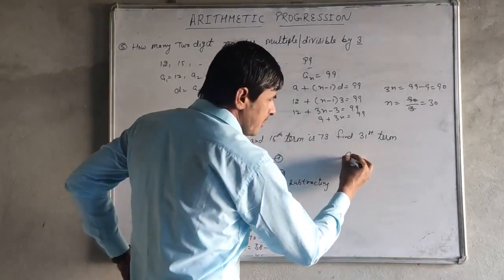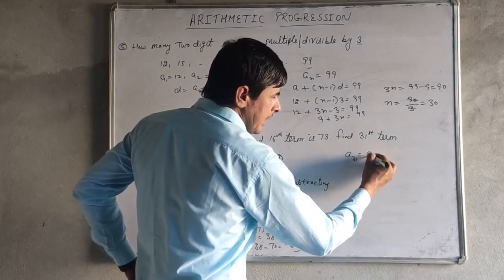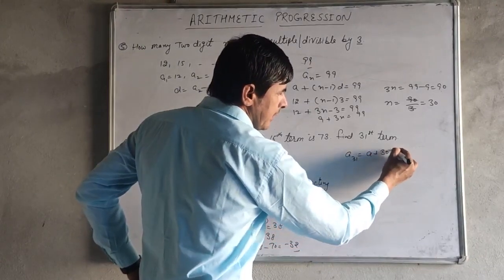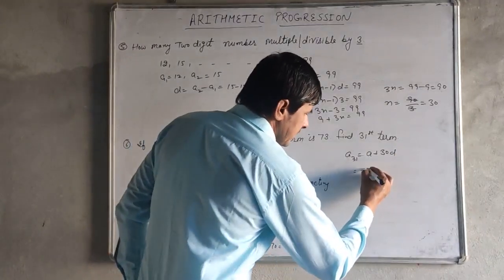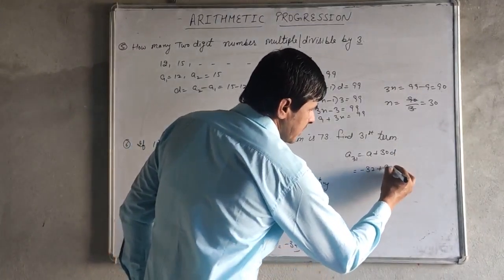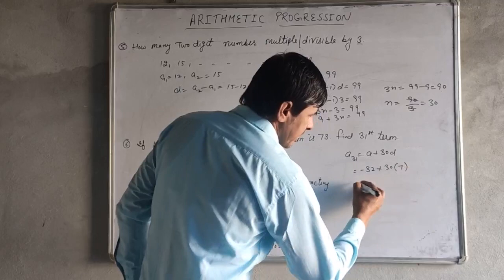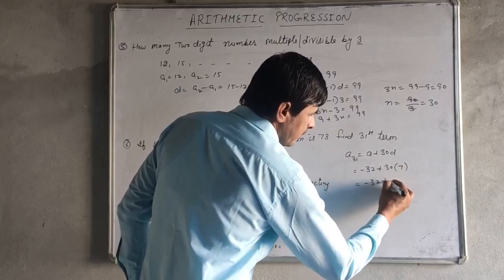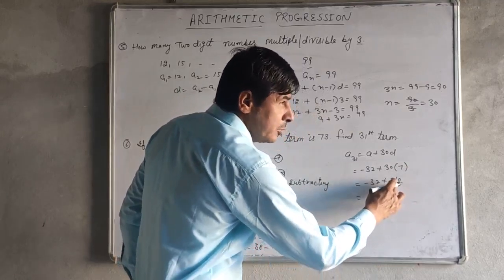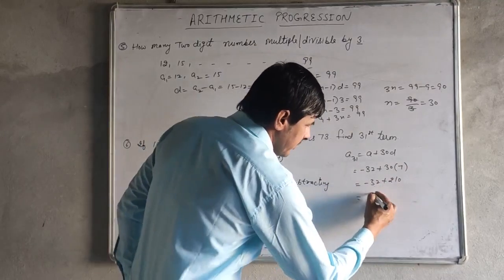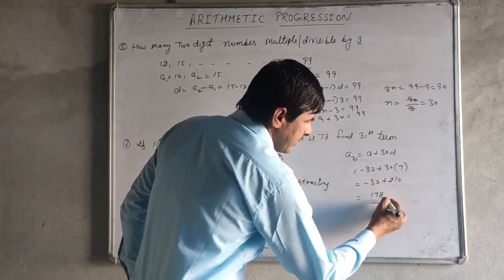These are the values of a and d, and what do we have to find? The 31st term. What do you mean by the 31st term? a plus 30d. Put the value of a and d. a is minus 32, plus 30 times d, which is 7. Minus 32 plus 210. So after 210 minus 32, we will get 178.